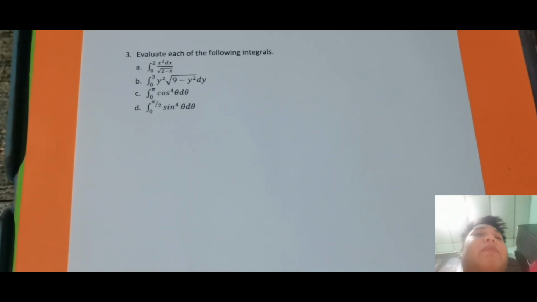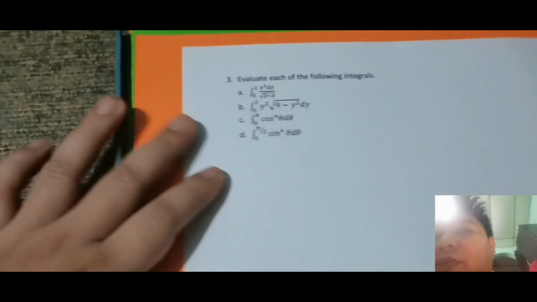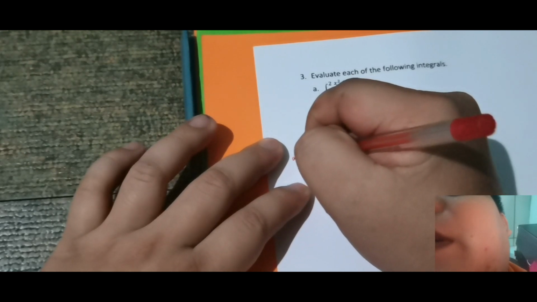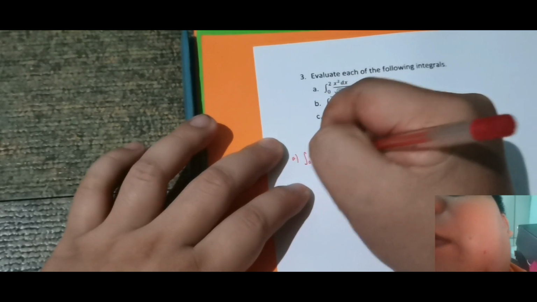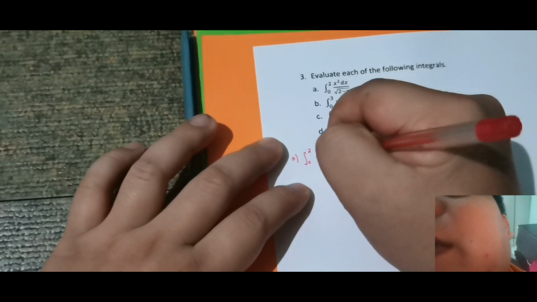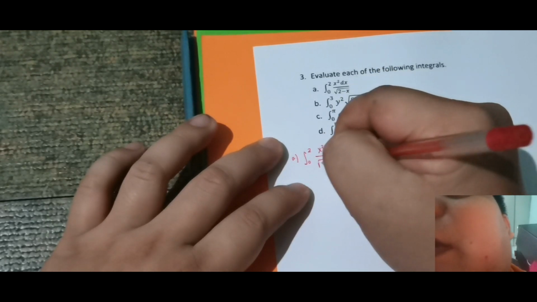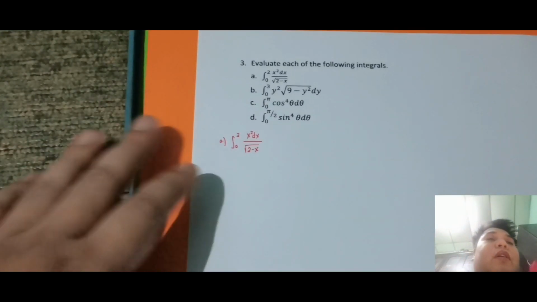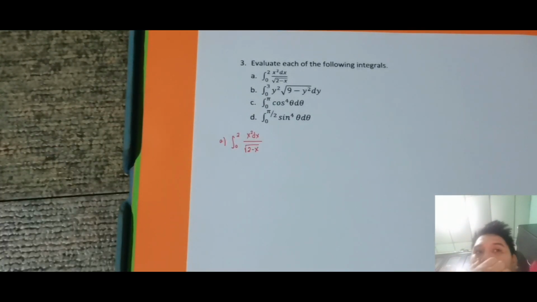Okay, so for letter A, we have x squared dx over square root ng 2 minus x from 0 to 2. So, ayun yung balak natin tanggalin sa loob. So, we have letter A. We have integral from 0 to 2. X squared dx over square root ng 2 minus x.